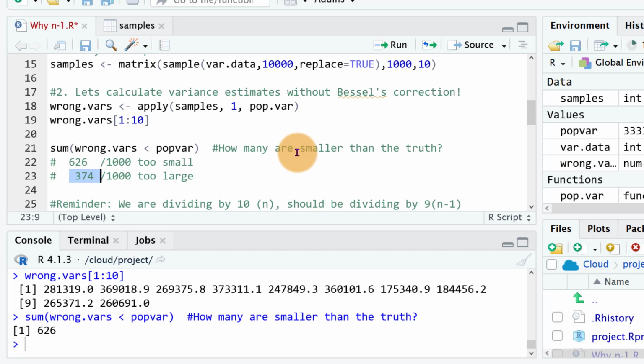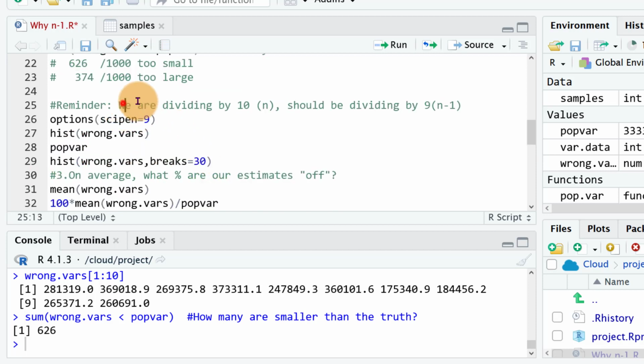What we would expect if our estimator was unbiased, our formula for calculating estimates of the population variance, is that about half the time we would be overestimating the population variance, and about half the time we would be underestimating. This is a big difference from half and half. So just a reminder, why? Well, it's because we're dividing by 10 in the formula instead of 9.